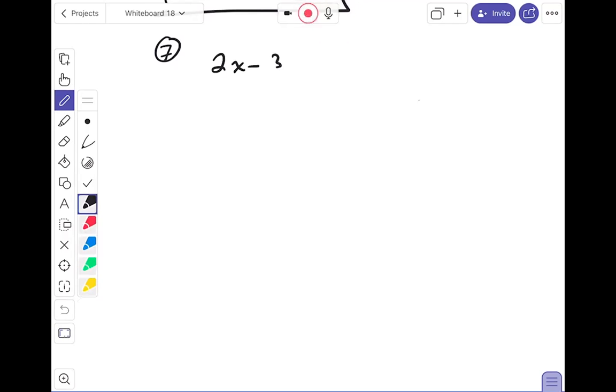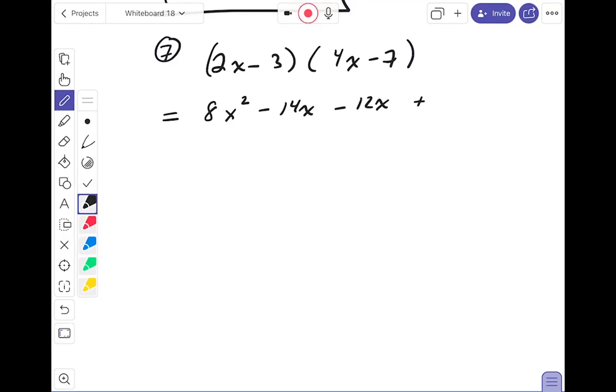2x minus 3 and 4x minus 7. Well, let's write this down. Again, I know the first term's got to be 8x squared. I know the last term's got to be 21. So what do you have here? Distributive property. 2x times 4x, 8x squared. 2x times minus 7, minus 14x. Minus 3 times 4x is minus 12x. And minus 3 times minus 7 is plus 21.